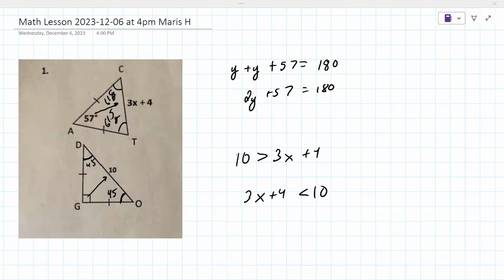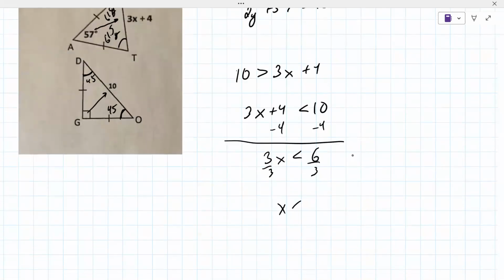Do you remember how to solve something like this? I think so. Yeah, you're going to subtract 4 from both sides. 3x is less than 6, divide by 3. And so x must be less than 2.